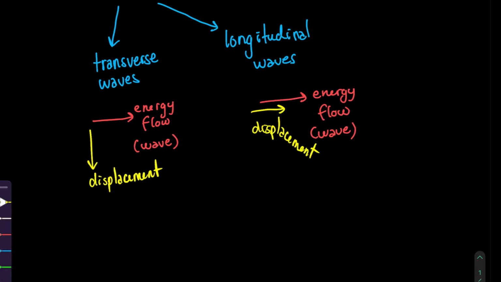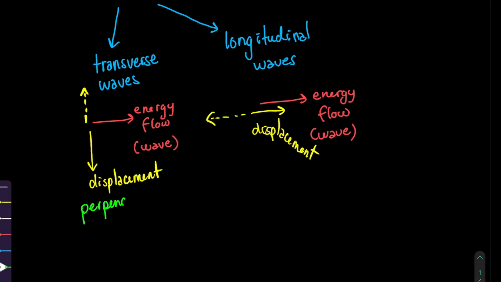So one way to look at the displacement is that these particles are going to be going, for example, up and down for transverse and right to left in longitudinal. So we have to include the dashed line to show that these particles don't travel with the wave. As the wave travels in one direction, the particles oscillate back and forth relative to an equilibrium point. So that's why we can call this parallel for longitudinal and perpendicular for transverse.